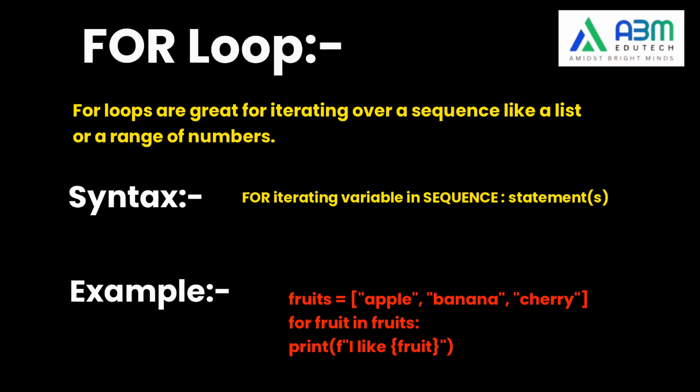For loop. For loops are great for iterating over a sequence like a list or a range of numbers. The syntax of a for loop is for iterating variable in sequence, statement. As shown in the example, fruits is the list, having some values, then the for loop fetches the values and then prints them. This for loop goes through each item in the list and prints a statement.